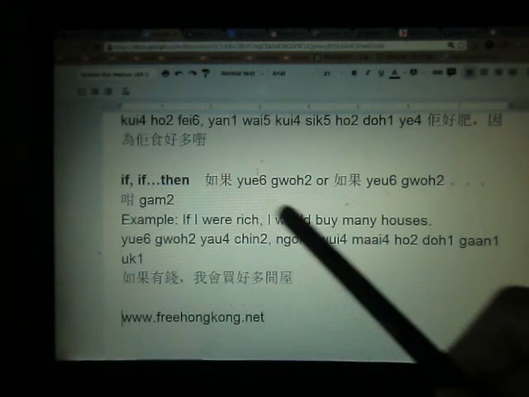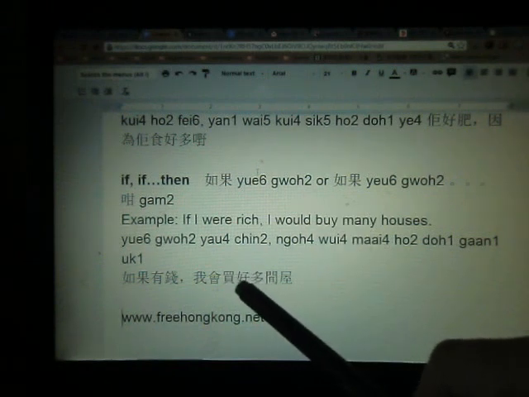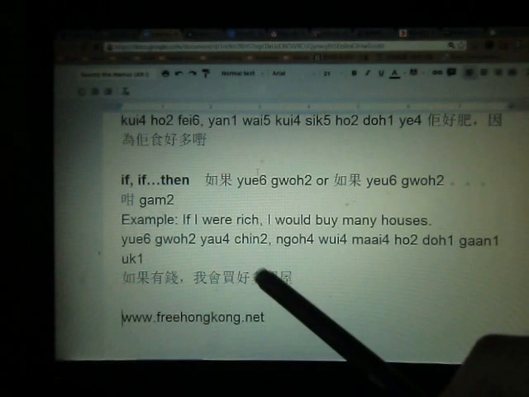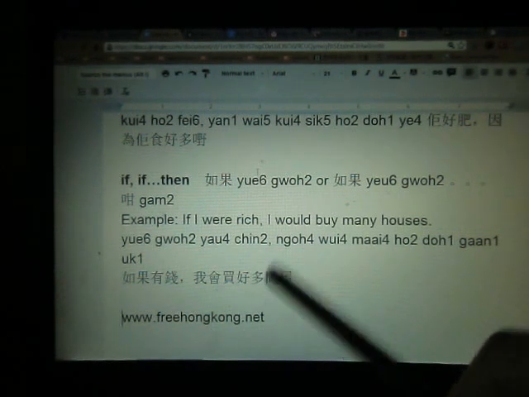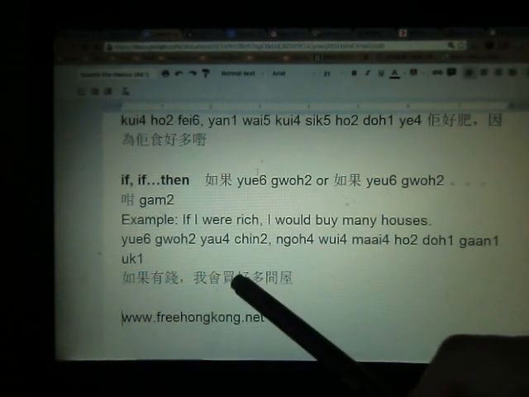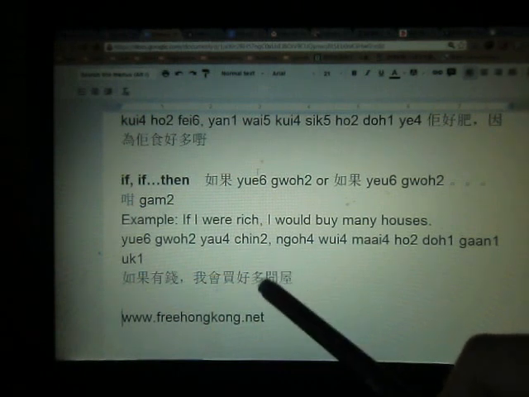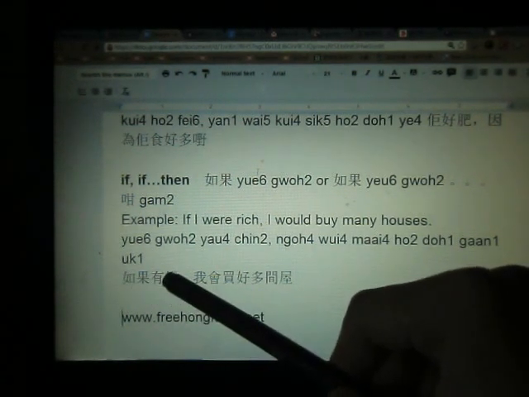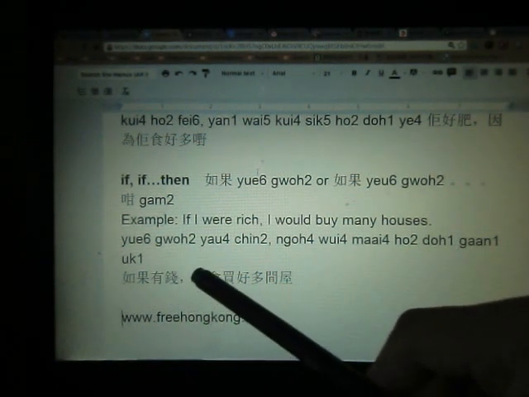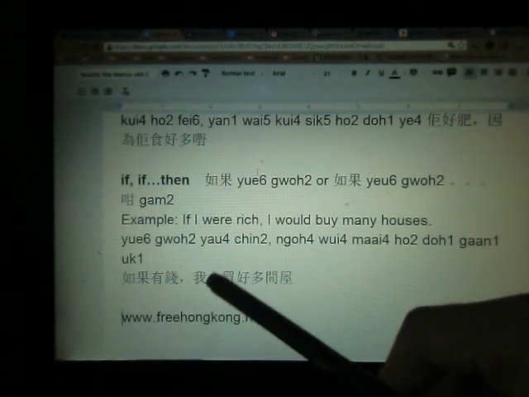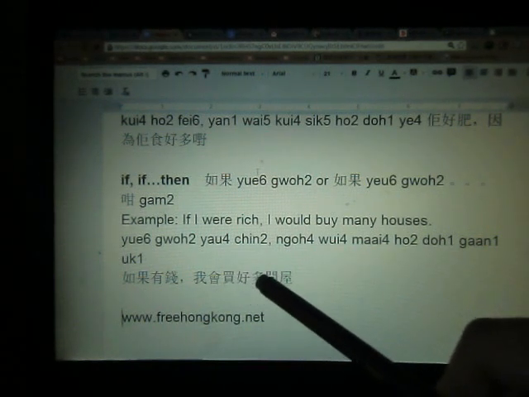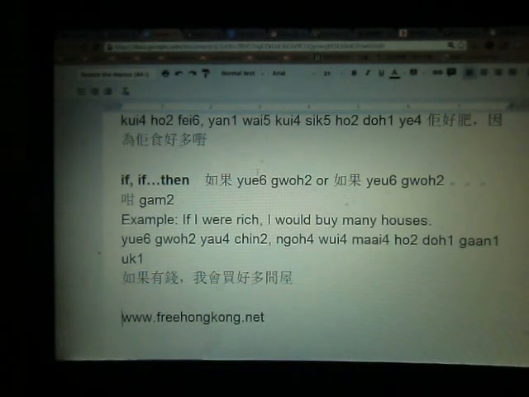我會買, buy many, 好多. Remember the quantifying unit. Here we use 間, house is 屋, right? 好多間屋, 間 is the quantifying unit for a house. Right? 如果有錢, if have money, 我會買, I will buy 好多間, a lot or many 屋, houses. Right? 如果有錢, 我會買好多間屋.